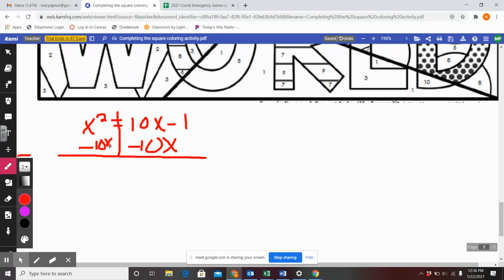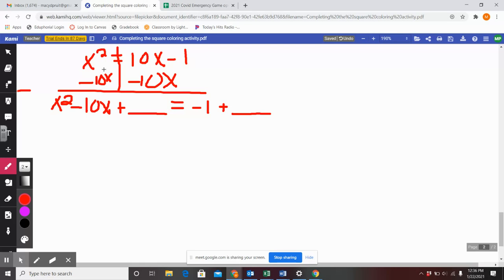And when we do this, this is where we insert our blanks. So x squared minus 10x plus blank equals negative 1 plus blank. Now we figure out what goes in those blanks. So it's negative 10 divided by 2, negative 5, squared. That's negative 5 times negative 5, which gives you positive 25, because a negative times a negative gives you a positive.